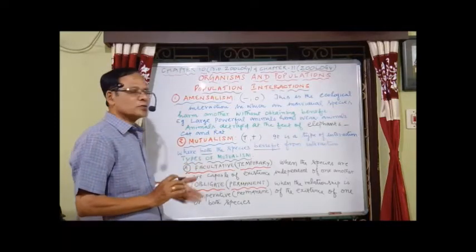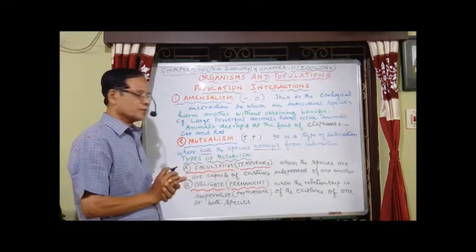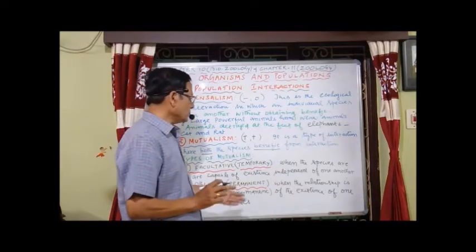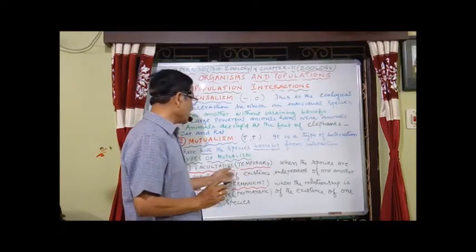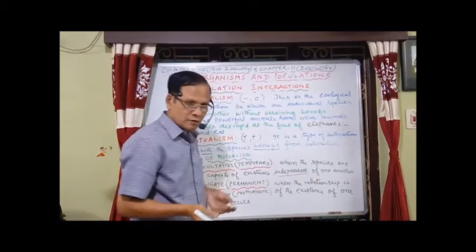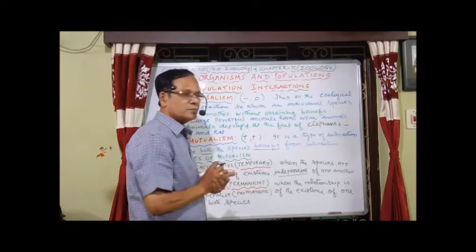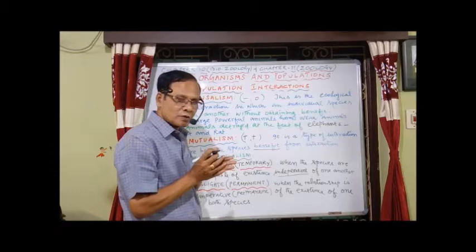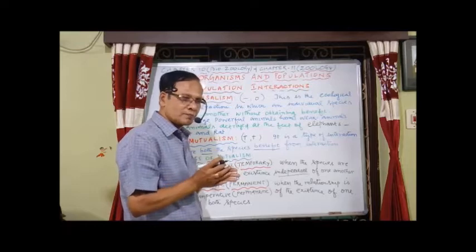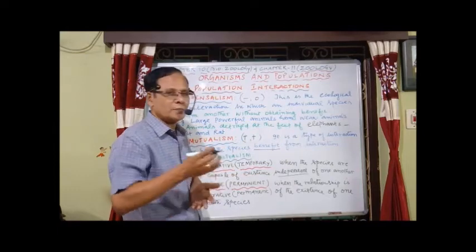Now there are two types of mutualism. One, facultative mutualism, otherwise called temporary. Another one, obligate mutualism, otherwise called permanent. Now, when the species are actually capable of existence independent of one another, so one species, even without association, can survive independently, in such cases it is temporary mutualism. There is a mutualism between two species, and in that association they are benefited, but sometimes one species may live without the help of the other, independent existence.